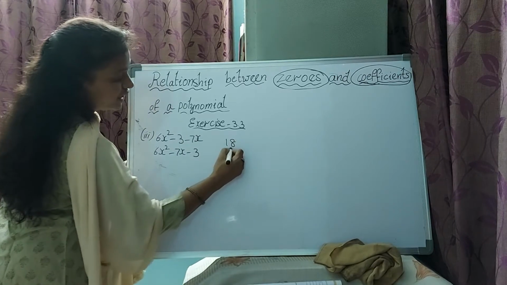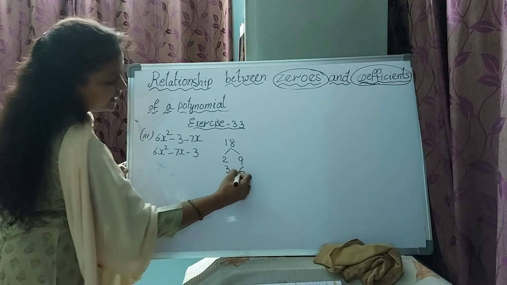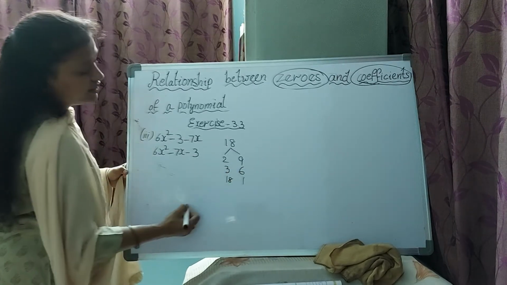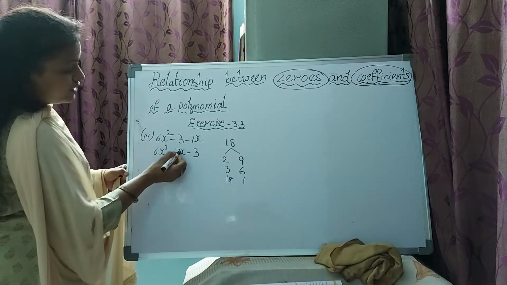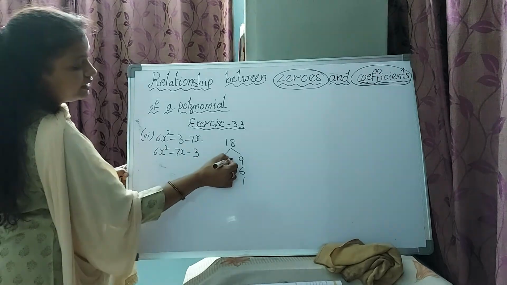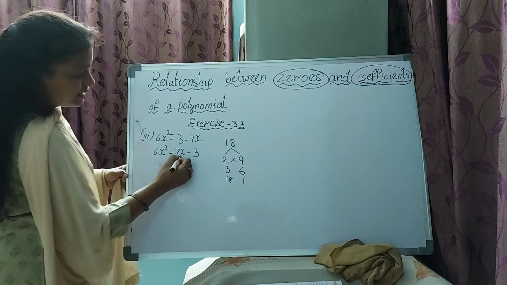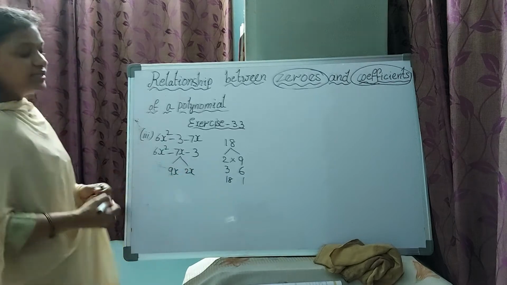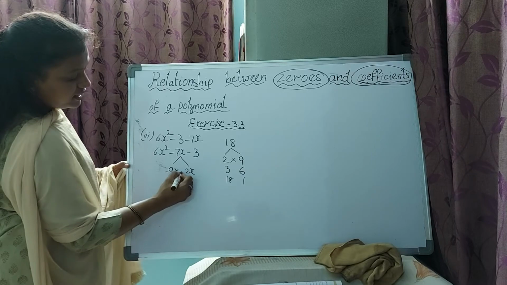What are the factors of 18? 2 9s are 18, 3 6s are 18, next 18 1s are 18, that's all. So for this 7x, how will you get 7x? 9 minus 2, and 9 into 2, 9 2s are 18. Okay, so split this 7x as 9x, 2x. For the bigger number you keep minus, here plus.